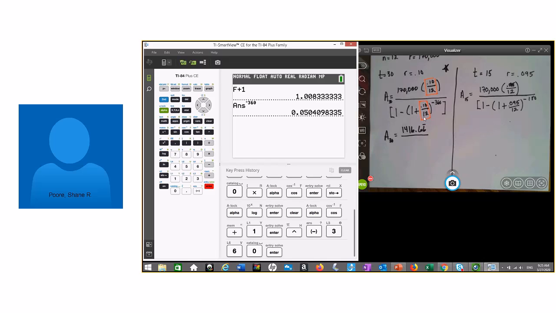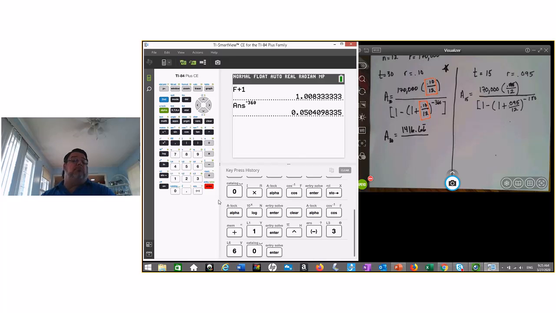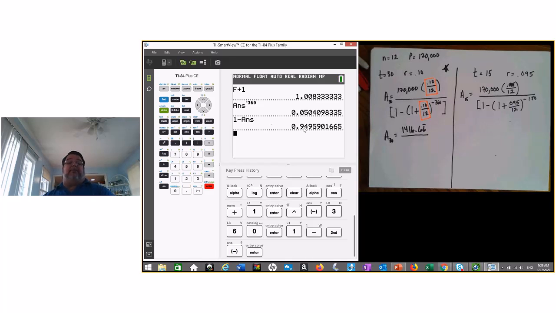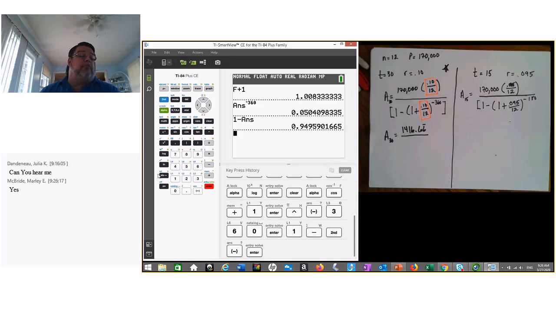Everybody with me? And then 1 minus, second, negative symbol, answer. So the denominator, I got 0.9495 blah, blah, blah. Everybody with me? Yes, Hubert. Okay, so I'm going to store that.